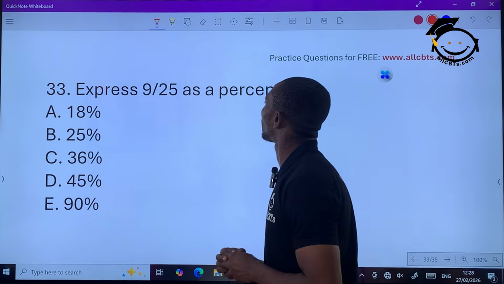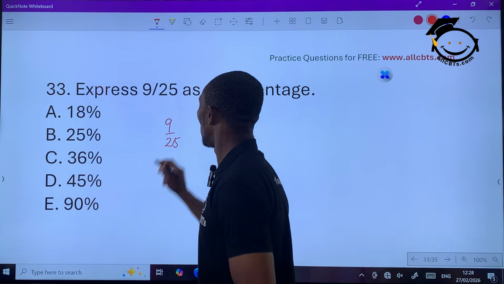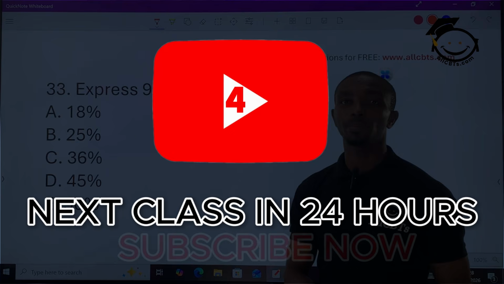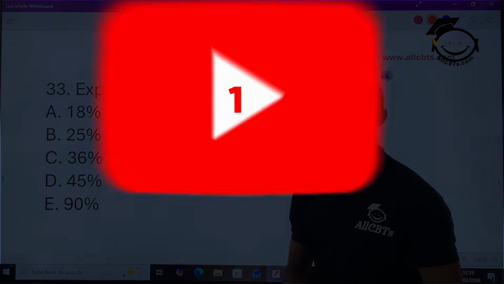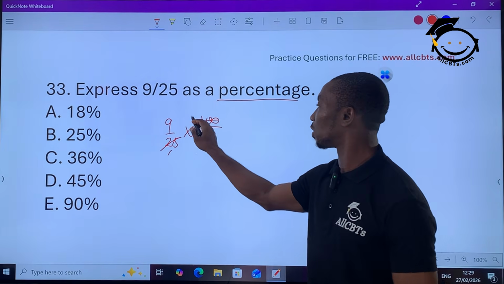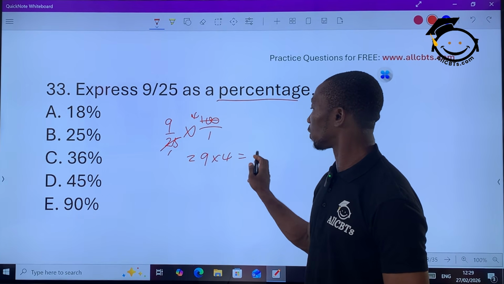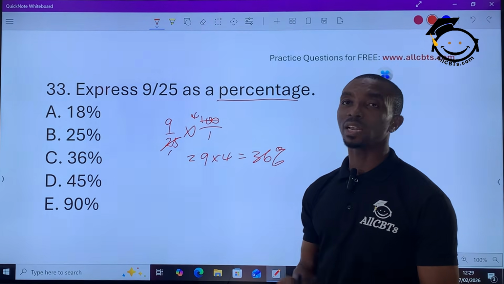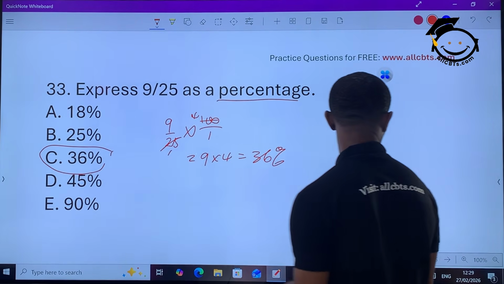Express 9 over 25 as a percentage. So we have 9 over 25, a fraction. Now, in order to express as a percentage, we will simply do what? Multiply this fraction by 100 over 1. Okay? So 25 here 1, 25 into 100 gives us 4. We are left with 9 times 4, and 9 times 4 gives us 36%. So 9 over 25 as a percentage would be 36%.